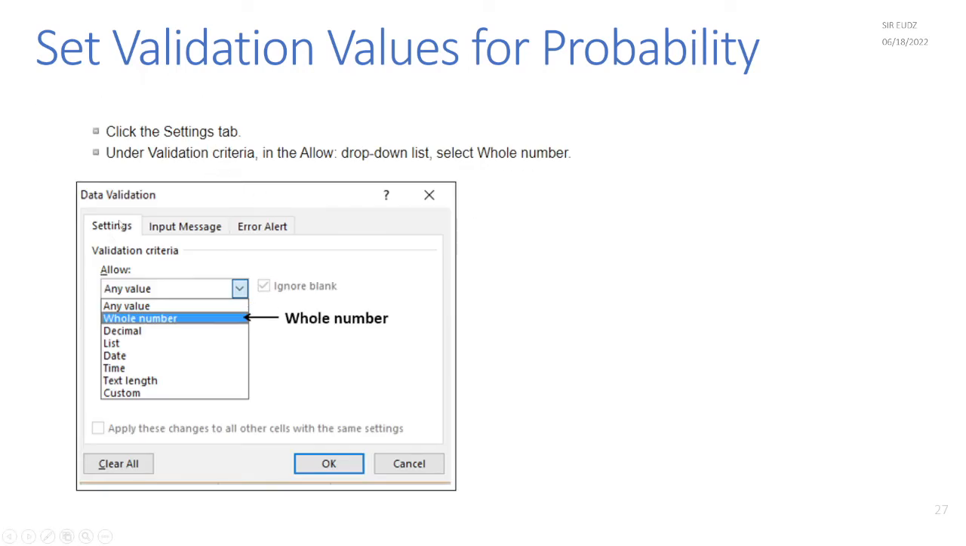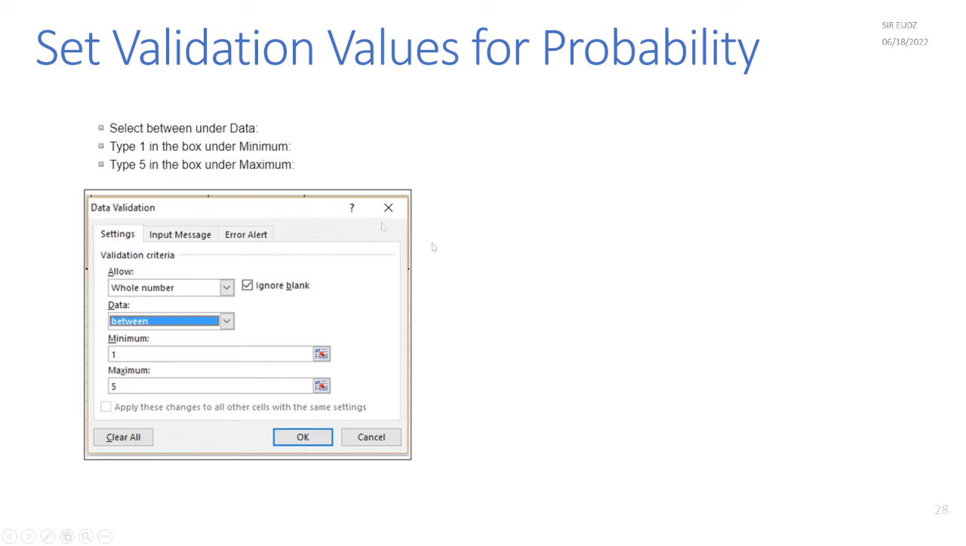So click the settings tab. Under validation criteria, allow, instead of drop down list, this time around we select whole number. Select between under data. So under data we select between, then type 1 for the minimum value and type 5 for the maximum value.